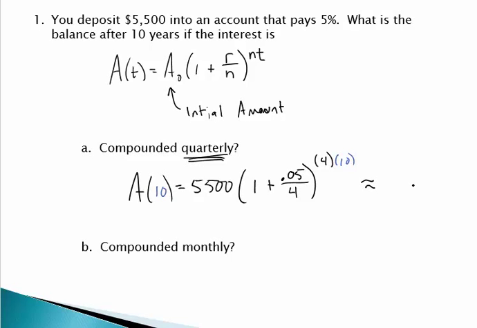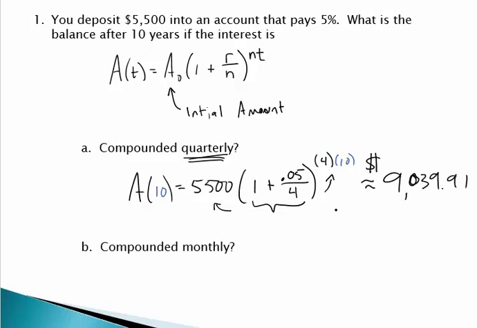All right, so in my calculator, I plug this in first, and then I raise it to the power of 40. Be careful, if you're going to raise it to 4 times 10, to include those in parentheses, and then lastly I multiply it by 5,500. So see if you can get this value, $9,039.91. Okay, that's how much money you have after 10 years if your interest is applied 4 times a year.